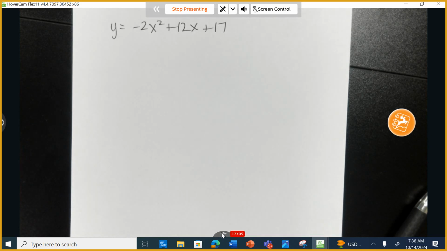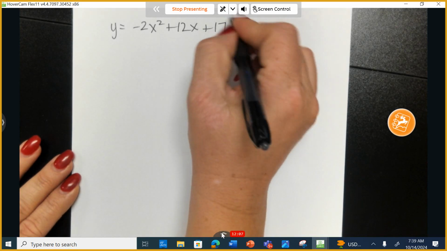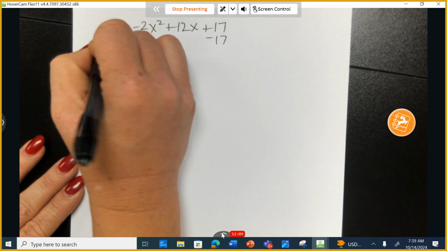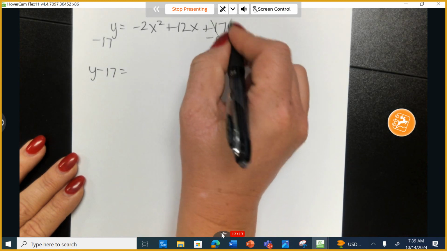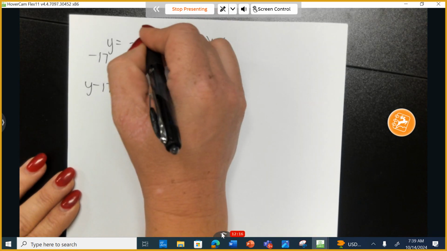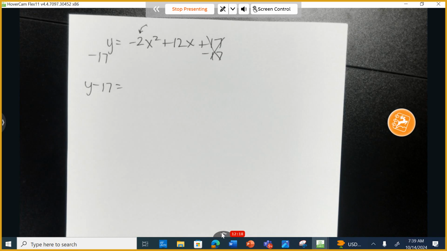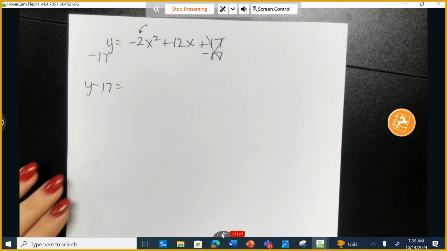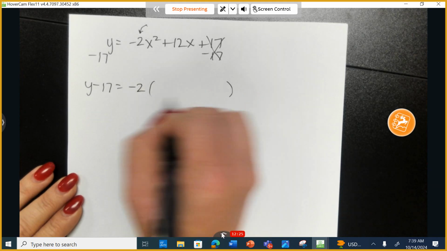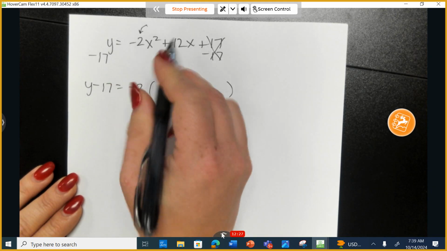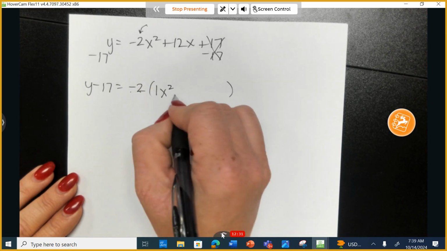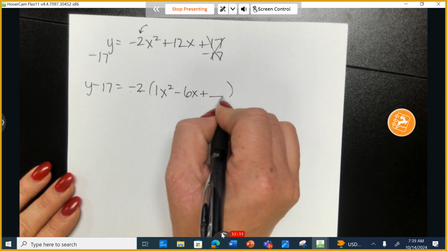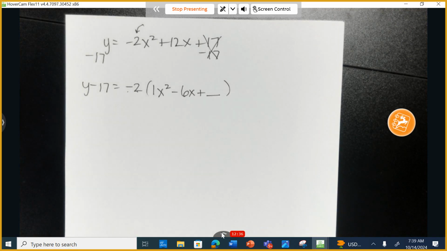Okay, working through this example, I'm going to start by moving the c to the opposite side. So I'm going to subtract 17 from the left-hand side. And then right away, I'm going to factor out the value that is different than a positive 1. Anytime the leading coefficient of this quadratic equation is different than positive 1, I need to factor it out. How do I determine what goes inside? Negative 2 divided by negative 2 is 1. Bring down the x squared. Positive 12 divided by negative 2 is negative 6. Bring down the x, and we have this missing piece that we're going to fill in.